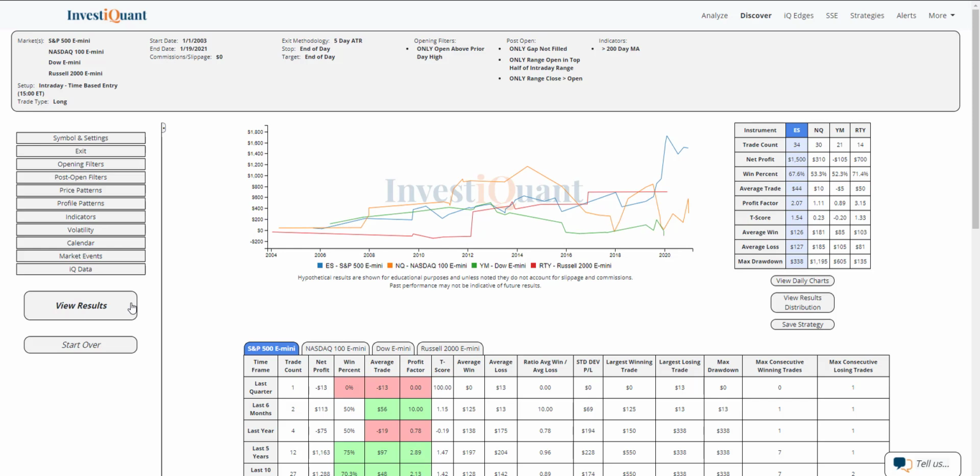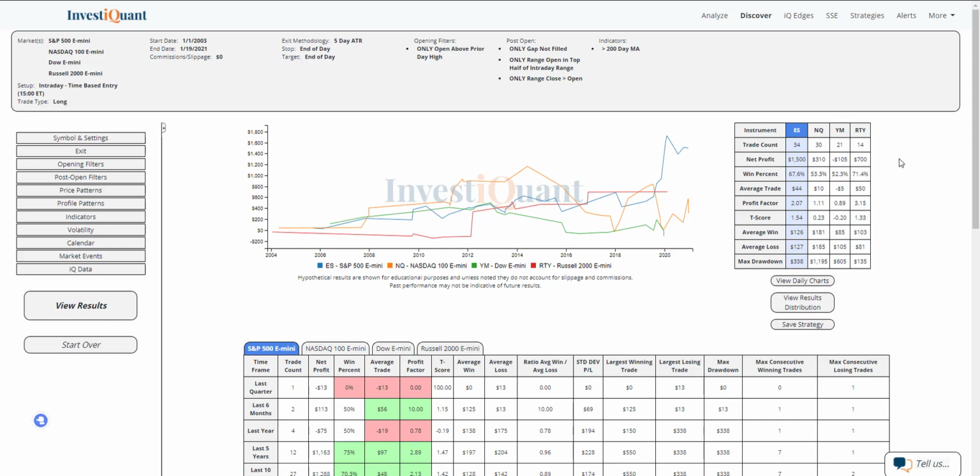And looking at our stats here, it looks like we've got 34 samples of this pattern dating back to 2003 for the S&P. We've got 30 for the NASDAQ, 21 for the Dow, and 14 for the Russell. So pretty light on samples there for the Russell. That's one of the reasons why I wanted to keep that short-term moving average out of there, because I just didn't want to get too low on samples. But we've got a little over 30 in the S&P, similar size there in the NASDAQ.